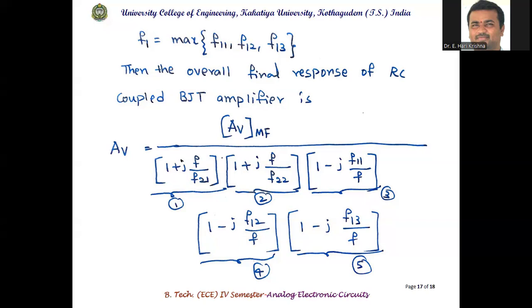Then by considering the last 3 lectures, we are making a note here that AV is equal to AVMF divided by, first 2 are low pass filters, second 3 are high pass filters. The first low pass filter corresponds to the input side internal capacitor. F22 is the output side internal capacitor. F11 corresponds to the input side coupling capacitor. F12 will be the emitter bypass capacitor. F13 will be the output side coupling capacitor. So overall, concluding all these 3 lectures into a single diagram, these 2 are low pass filters, these 3 are high pass filters because of internal and external capacitors.